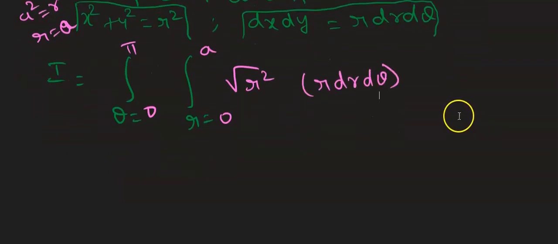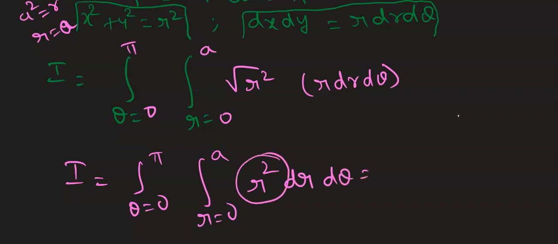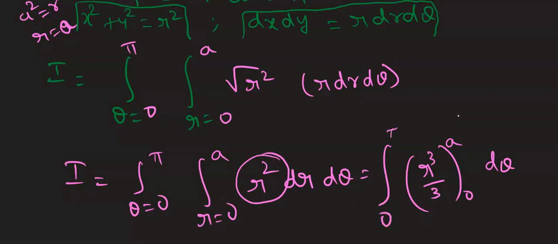So that r will come out, so theta varies from 0 to pi, r varies from 0 to a, and this r into this r will become r square dr d theta. So r square, if you integrate, you will get r cube by 3, 0 to a, d theta, integral 0 to pi.